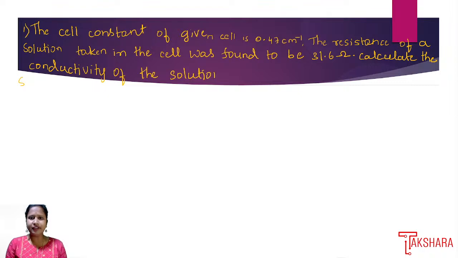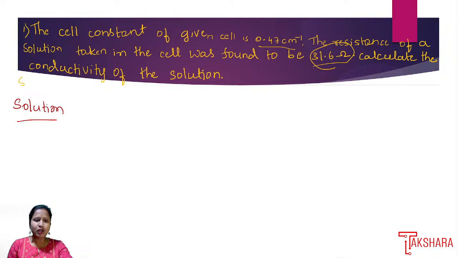So what is given here? The cell constant of a given cell is 0.47 per centimeter, and the resistance of a solution taken in the cell was found to be 31.6 ohm. So by using these two data we need to calculate the conductivity of the solution. I will write the solution here. What we need to find out is the conductivity of the solution.